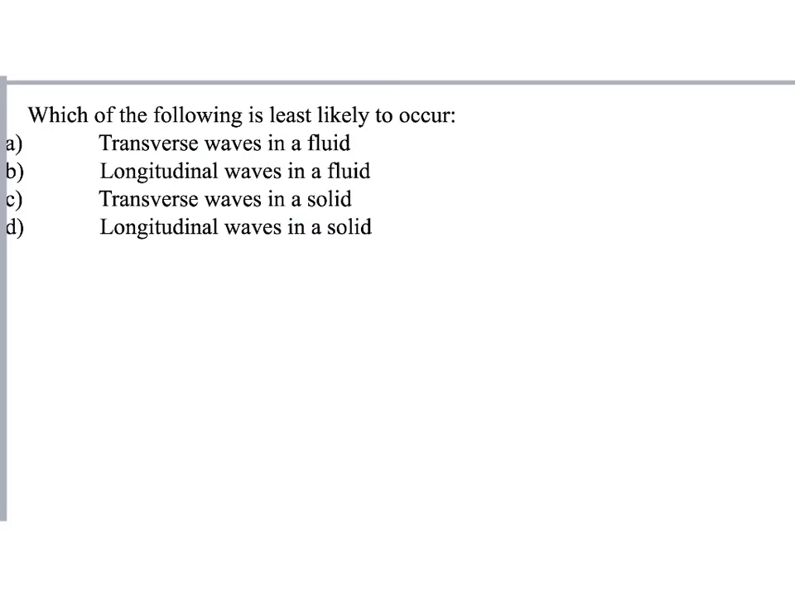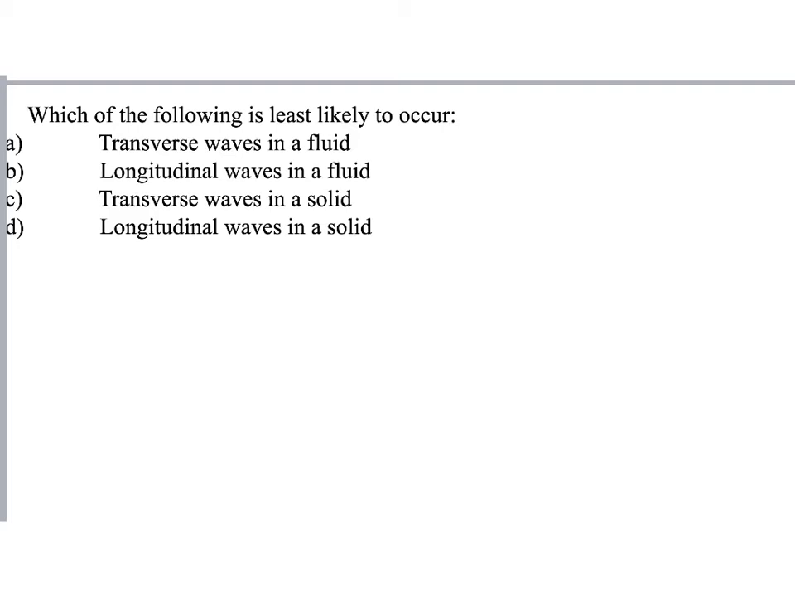Change gears a little bit here. Which of the following is least likely to occur? Transverse waves in a fluid, longitudinal waves in a fluid, transverse waves in a solid, longitudinal waves in a solid. Go ahead and pause the video. And here we go. So which is least likely to occur?